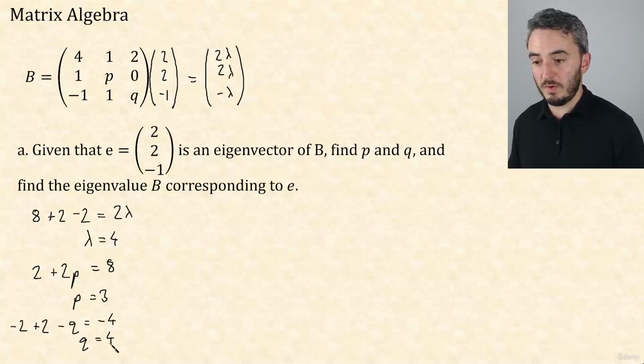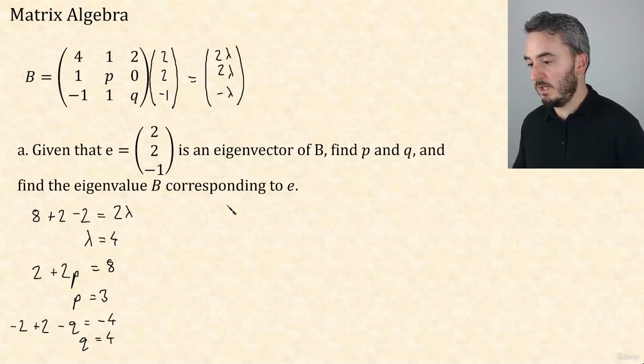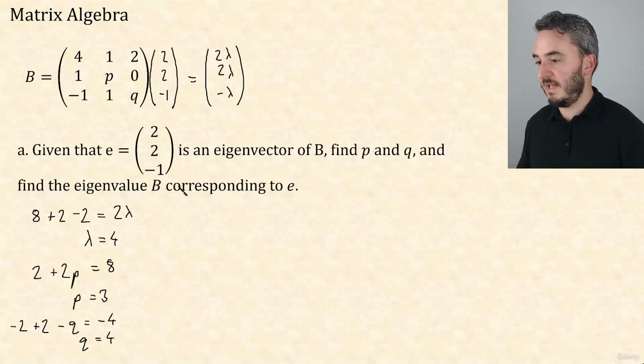So now that we know that, we want to find the eigenvalue of B corresponding to e. Well, we've already found that. That was lambda. That was 4. Okay, so we're done with part A.